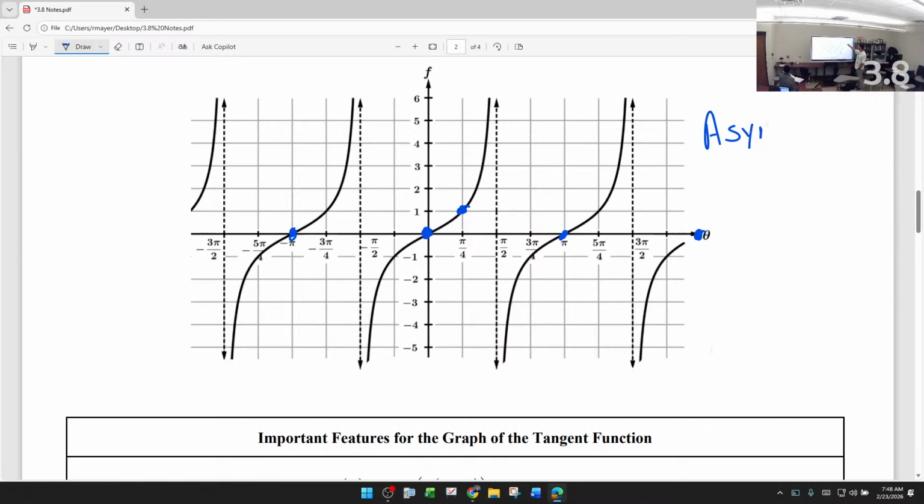A-S-Y-M-P-T. Asymptotes when cosine equals 0. Intercepts, how about that?